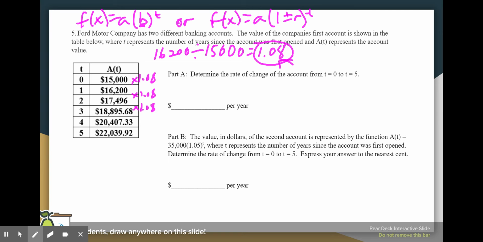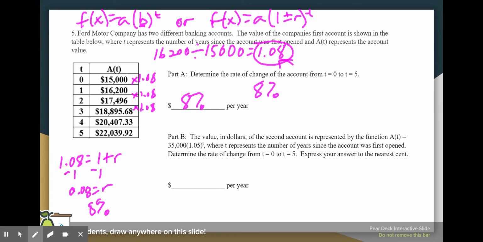So if 1.08 is equal to 1 plus r, we just subtract 1 to get our r, and we get 0.08 equals r. Multiply that by 100, and we're going to get 8%. So the rate of change is 8%. But that brought us up how much per year? It's a different amount each time, so we're just going to say 8% per year.